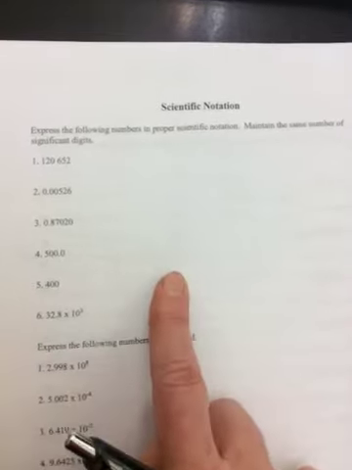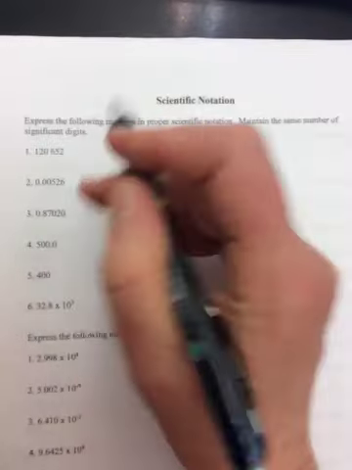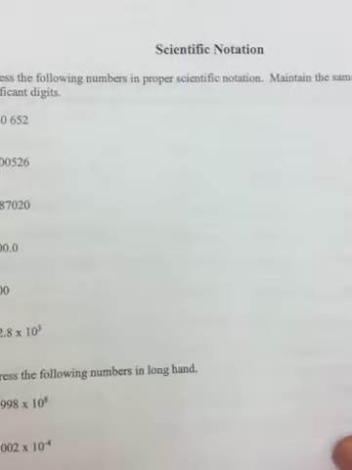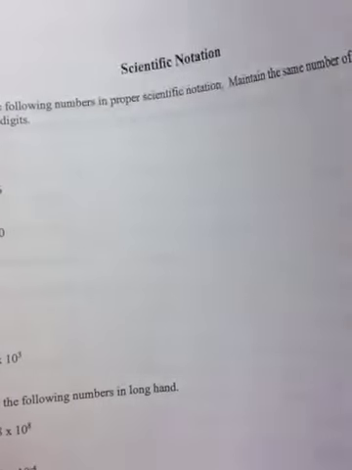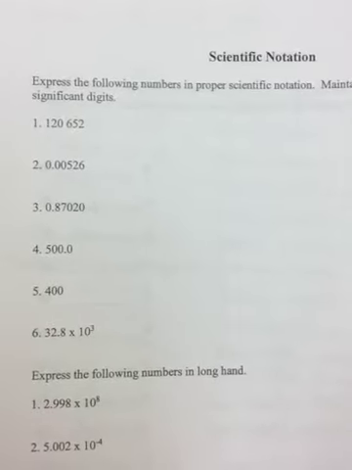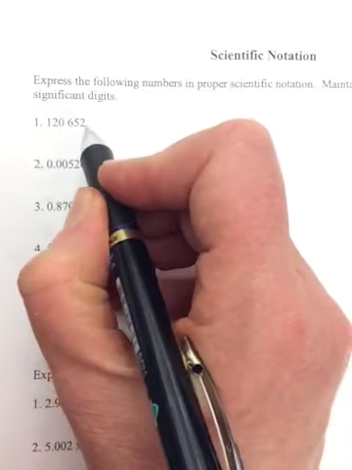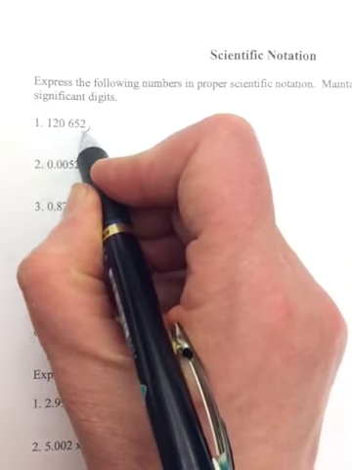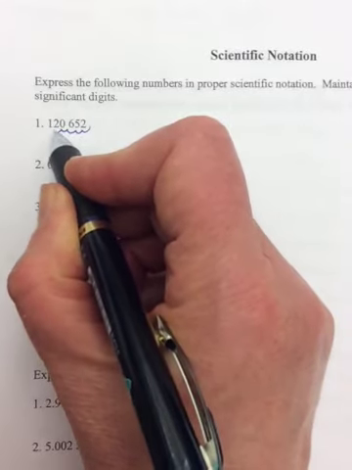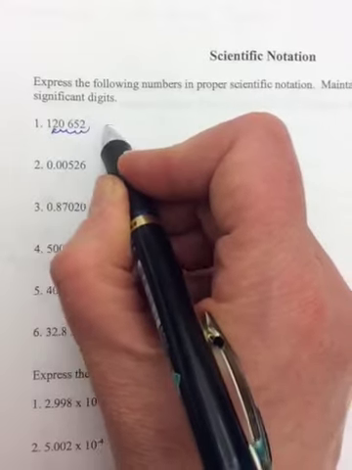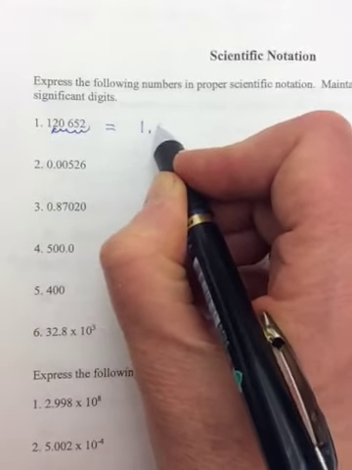Okay, I asked you to do this for homework from your in-class day. So it says express the following numbers in proper scientific notation. Maintain the same number of significant digits. Scientific notation means you need to move the decimal so that the number in front is between 1 and 9.